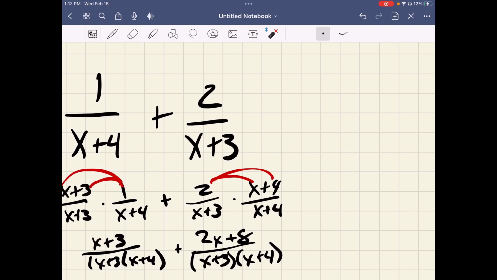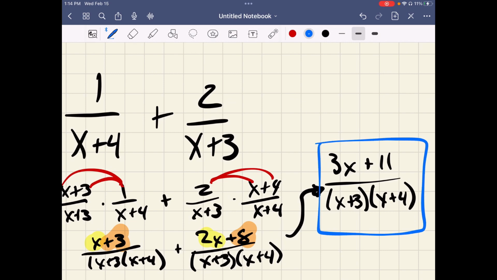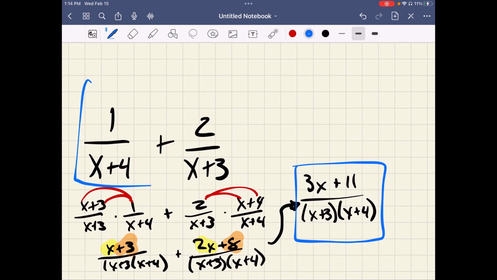That means I can take all of my terms in the numerator and collect like terms. I have an x and a 2x, which gives me 3x, and then I have a 3 and an 8, which gives me plus 11. Then in the denominator I have the same x plus 3, x plus 4. And again, this is the fully simplified version of the original right there.